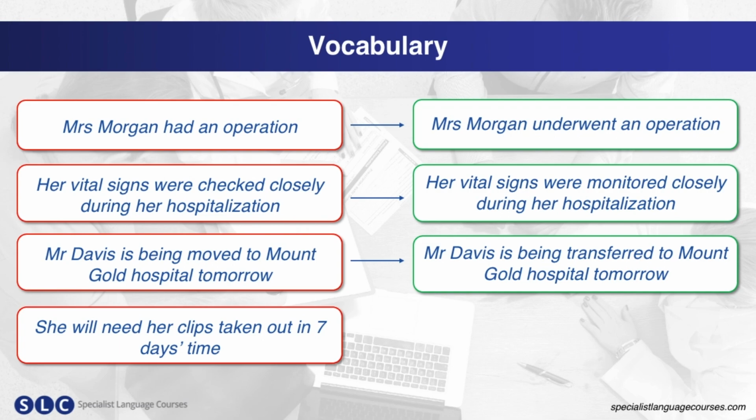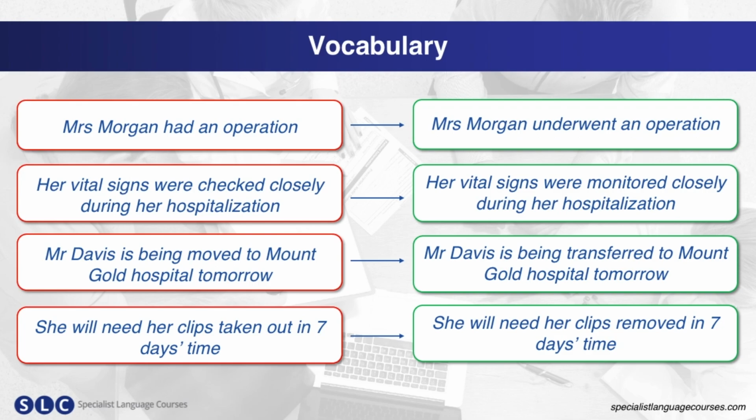Phrasal verbs can often be replaced with a more appropriate verb, which is a bit more clinical. For example, she will need her clips taken out in 7 days' time is better expressed, she will need her clips removed in 7 days' time. It conveys the same meaning in a more formal tone.